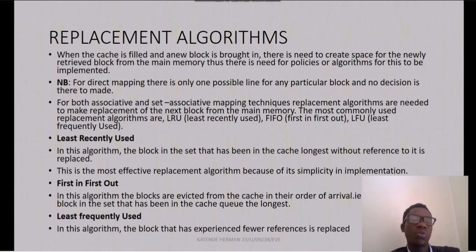There is also another replacement technique called the least frequently used. In this algorithm, the block that has experienced fewer references is replaced. If you have a block n that has been there, and the number of times it has been referenced is less, when a new block comes in, it is the one that is replaced.